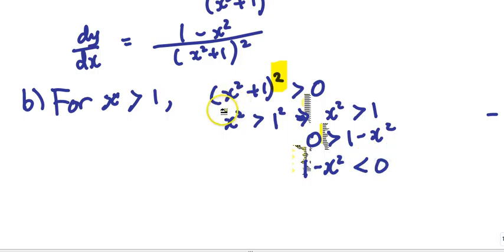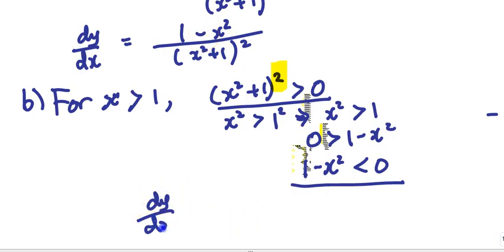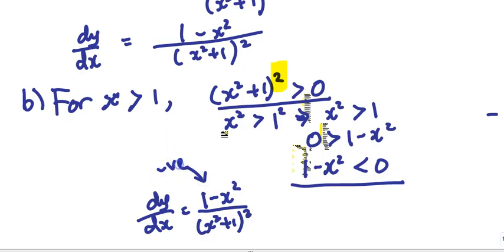So over here you have the denominator more than 0 but the numerator less than 0. So when you take a negative number divided by a positive number, what you end up with, which is dy over dx, remember, this one is negative, and as we've proven over here, the denominator is positive. So we end up with something that is less than 0 for x more than 1.